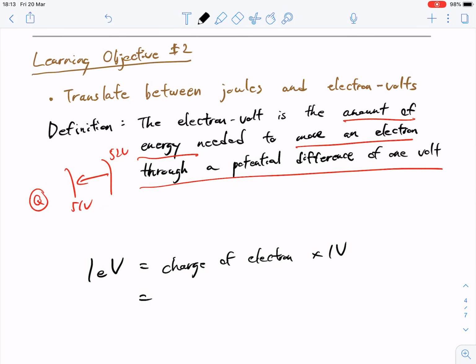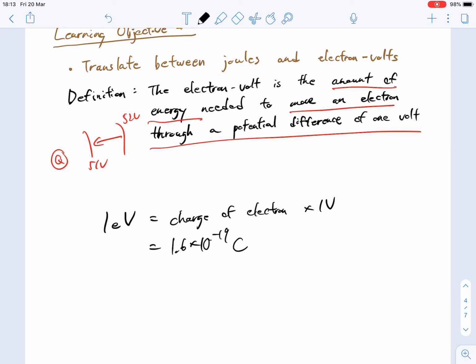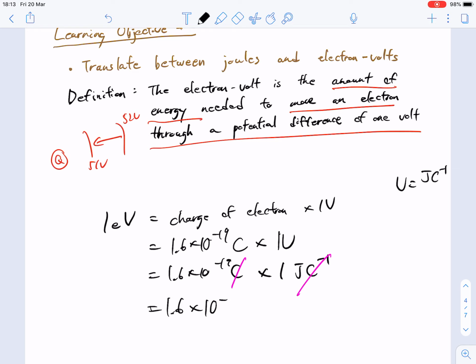So this is actually pretty straightforward. The charge of an electron is 1.6 times 10 to the minus 19, and we're going to multiply that by a volt. So remember, a volt is joules per coulomb. So we can rewrite that as 1.6 times 10 to the minus 19 coulombs times 1 joule per coulomb. And then our coulombs cancel out, and we're left with 1 electron volt being 1.6 times 10 to the minus 19 joules.